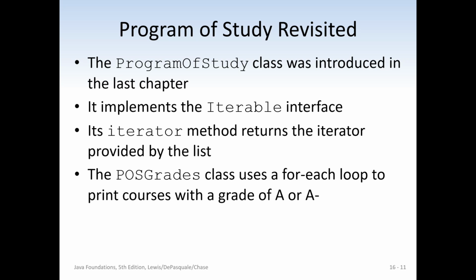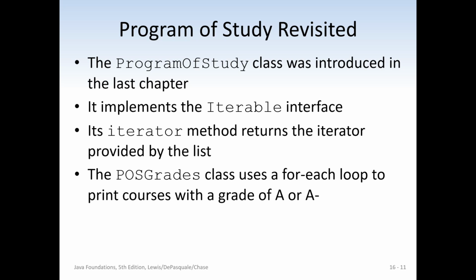All right, guys. So we're going to go back and look at the program of study class that we introduced in the last chapter. We noticed when we did that it implemented the iterable interface, and it has an iterator method that returns the iterator provided by the list. So basically, when you iterate over the program of study, you're actually iterating over the internal list.